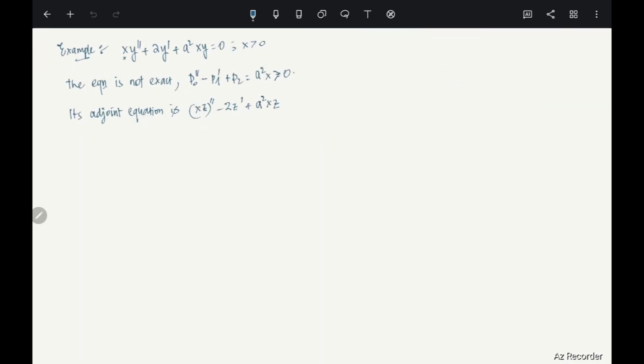So given an equation like this, first of all write down the adjoint. What is the adjoint equation? It is given by x z double prime plus a square x z equals 0. Here x is positive, so that will imply z double prime plus a square z equals 0. Yes, this is the adjoint equation, right? Now the general solution of this adjoint equation is c1 times cosine ax plus c2 times sine ax. That is your z of x, right?